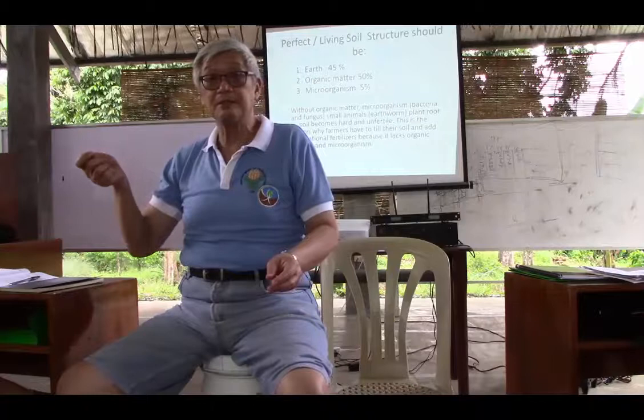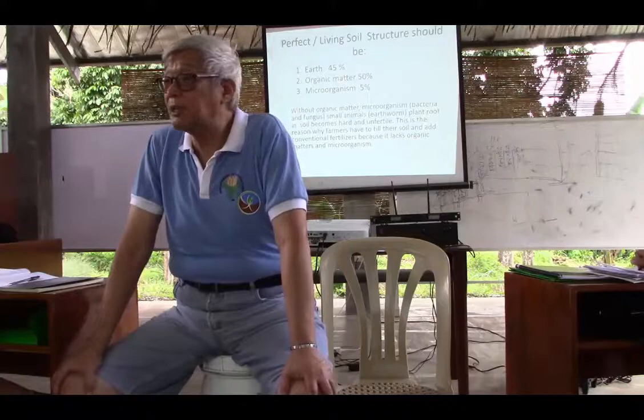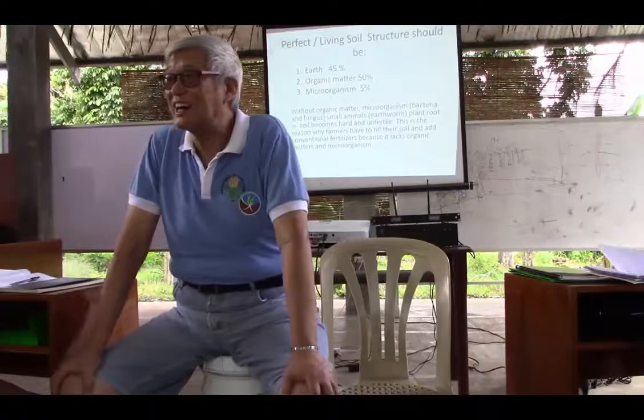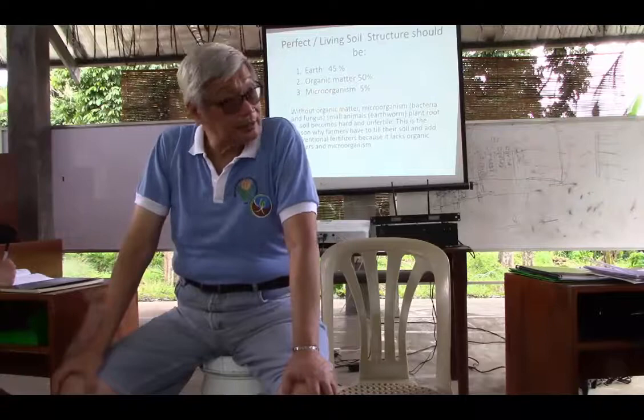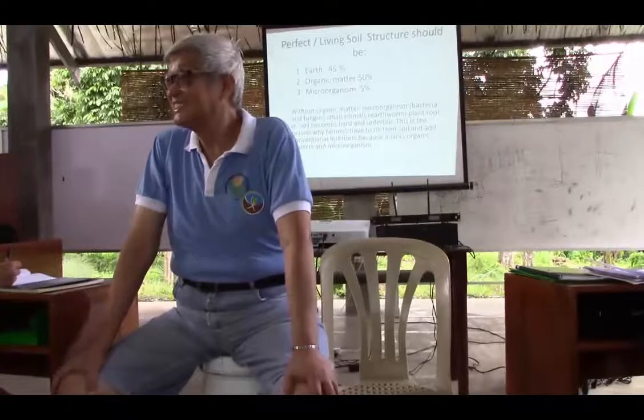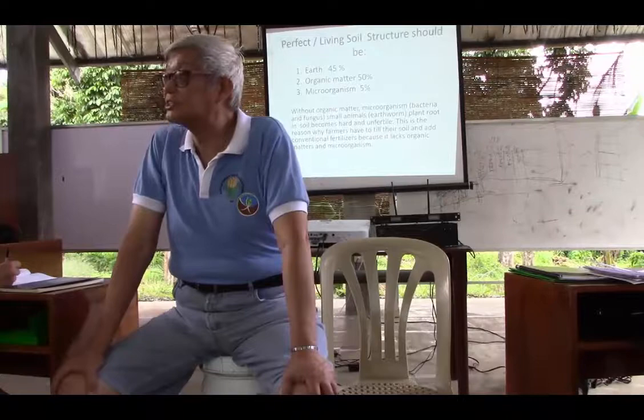Okay? Again, the dilution of that is 1 is to 100. Oh, kunti lang, no? 1 lang. 1 is to 100. For the GMS is 1 is to 10. For this one is 1 is to 100. 1 liter, then 100 liters of water.